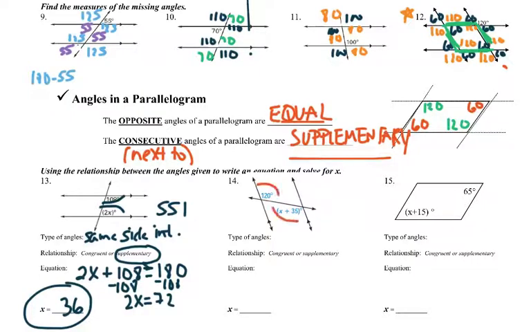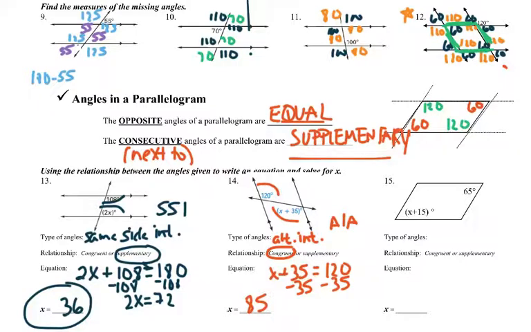Next one, these angles are alternate interior angles, or we might say AIA, or just even AI, alternate interior. And if we go up to the top, what we wrote was alternate interior are equal or congruent. So here my equation is going to be x plus 35 equals 120, and I subtract 35 from both sides. So if I subtract 35 from both sides, I get x is 85. It's nice, we don't have to plug them back in, right? That's what's nice about it.